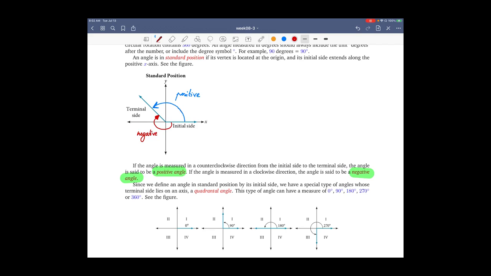So in general, the initial side and terminal side don't determine the angle uniquely. Later on, that'll play a major role in our discussions. There are multiple angles with the same initial side and terminal side.